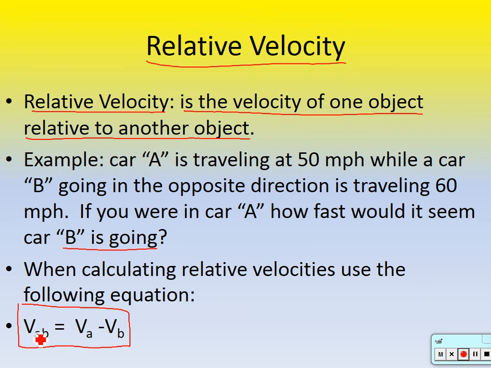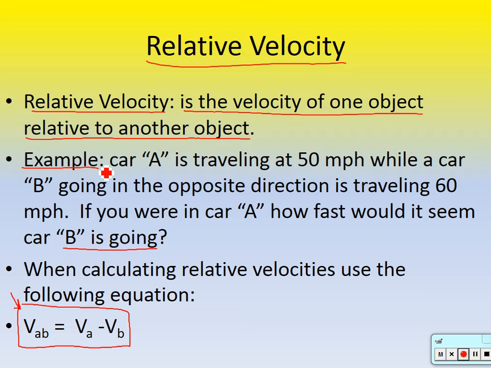So it's not VAB. I want you to say it this way. The velocity of A relative to B is equal to the velocity of A minus the velocity of B. How do you say this part again? The velocity of A relative to B is equal to the velocity of A minus velocity of B. Okay, now I'm going to show you how we use this formula to solve this example problem up here.